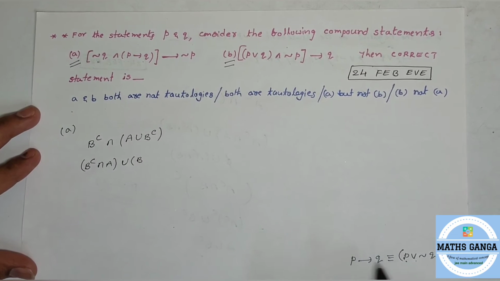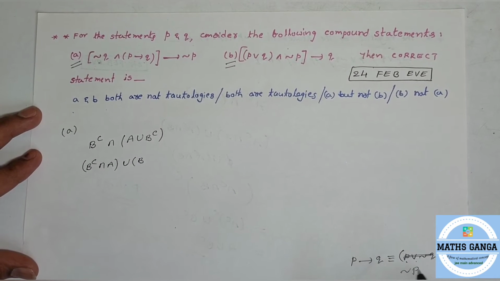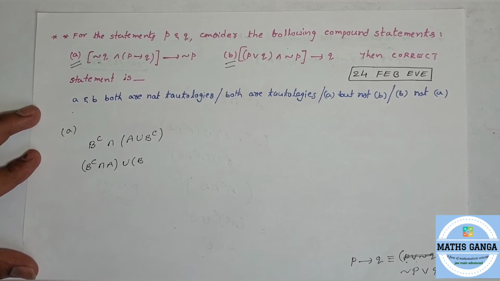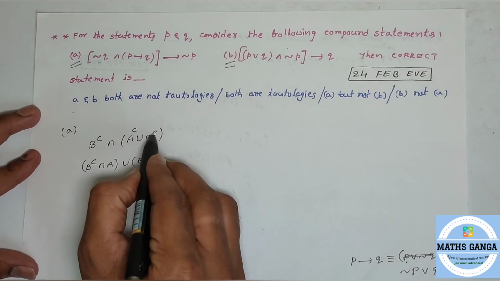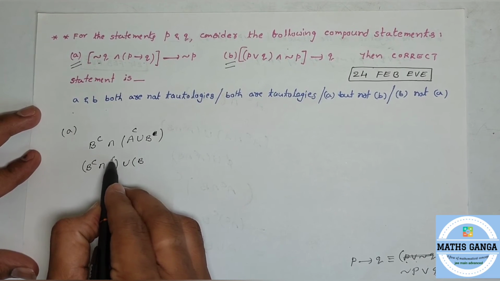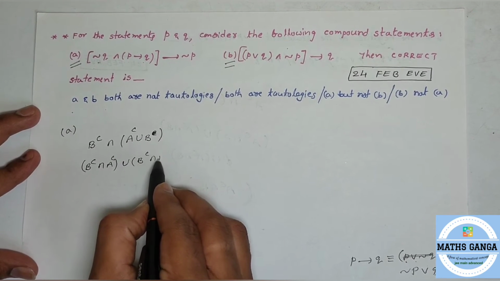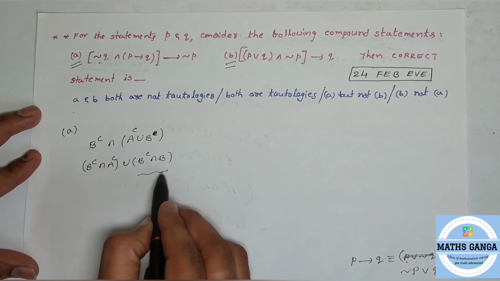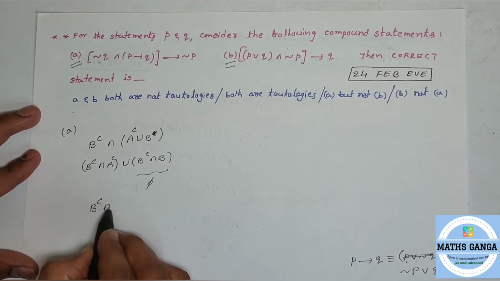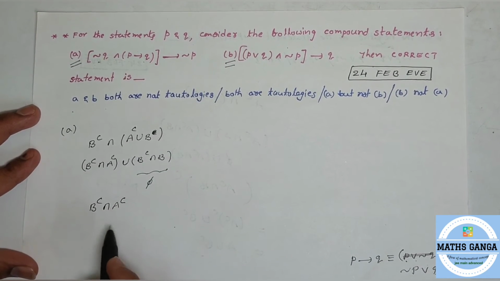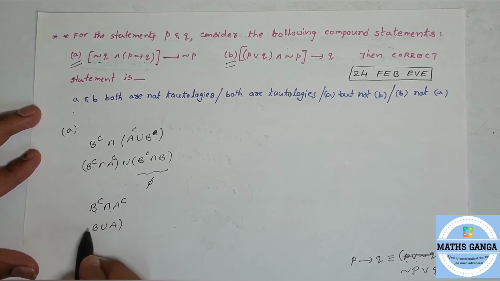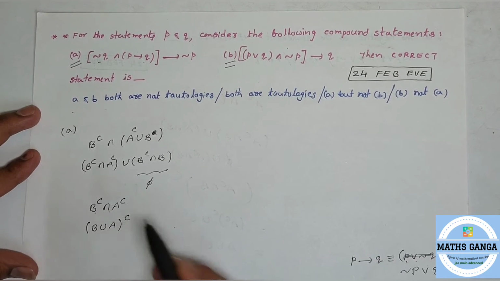Just a minute guys, sorry for that. P implies Q is just equivalent with negation P or Q, not with P or negation Q. So with that, this is A complement union B, okay, and then B complement intersection A complement union B complement intersection B, and B complement intersection B is empty. Empty union another set is simply B complement intersection A complement. This B complement intersection A complement is, by De Morgan's law, we will rewrite it as B union A complement.